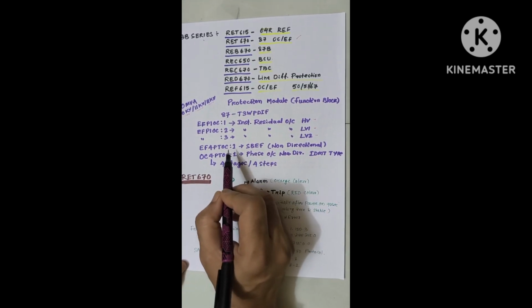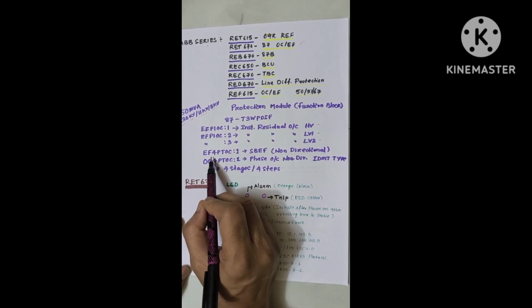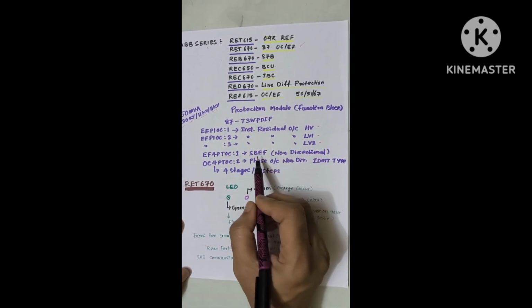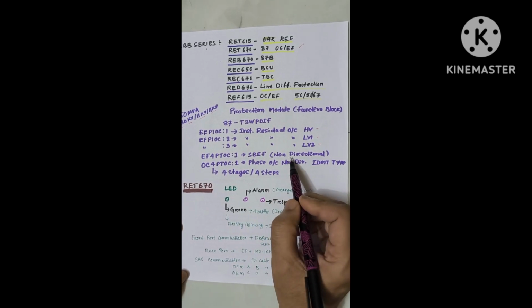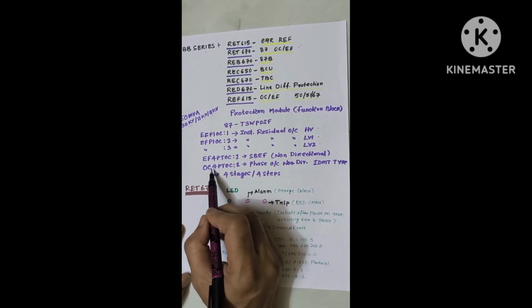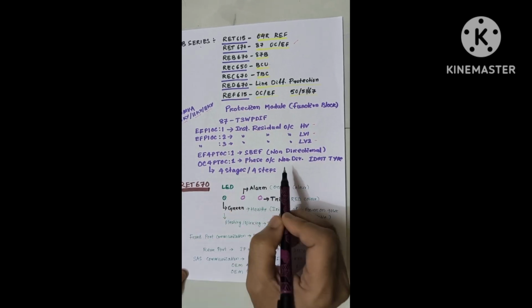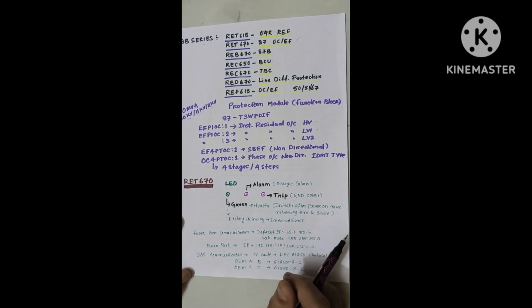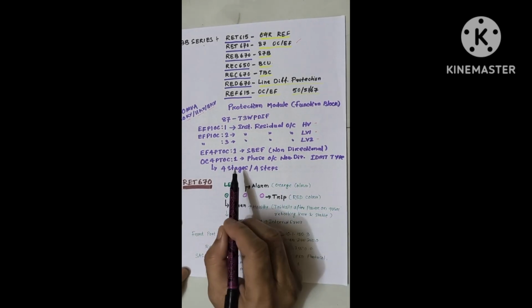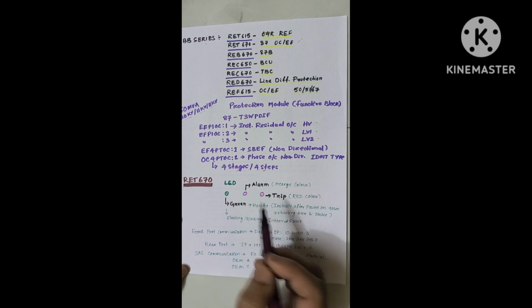EF4PTOC1, these are the function modules that the relay configuration has internally. EF4PTOC1 is utilized for standby earth fault protection. It is a non-directional earth fault protection. Then OC4PTOC1 is phase overcurrent, non-directional, IDMT type protection. The 4 indicates it has 4 stages or 4 steps.